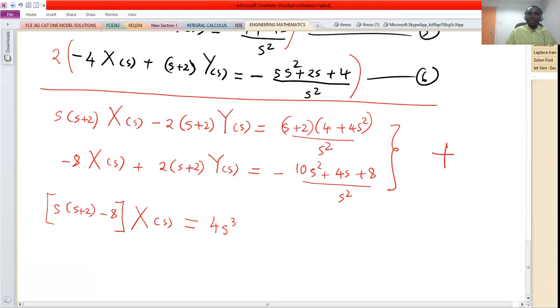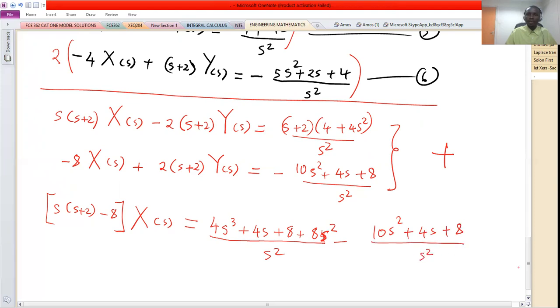Then let's just open. So then plus 4S, so 4S to the power 3 plus 4S, and then plus 8, plus 8S squared over S squared, minus 10S squared plus 4S plus 8 divided by S squared.